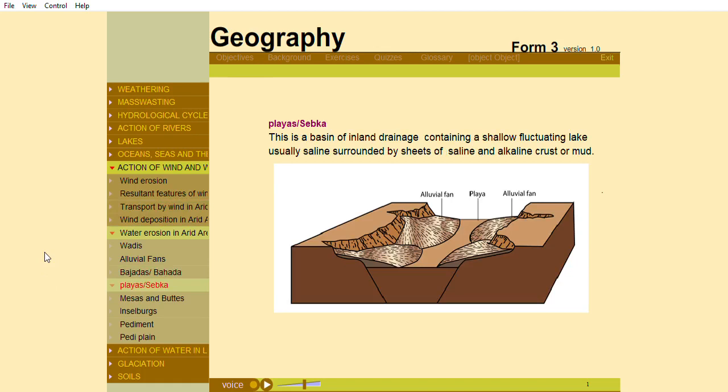Playas or sebkha. This is a basin of inland drainage containing a shallow fluctuating lake, usually saline, surrounded by sheets of saline and alkaline crust or mud. Playas are formed from the coalescence of many alluvial fans.